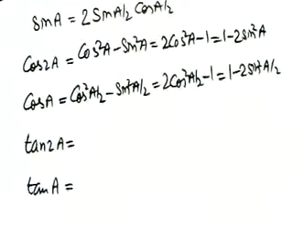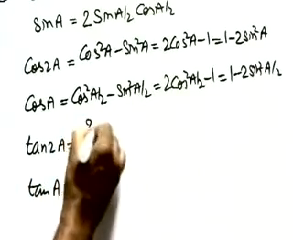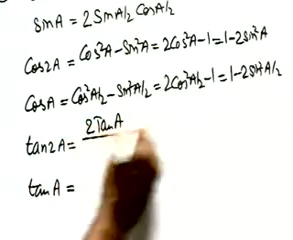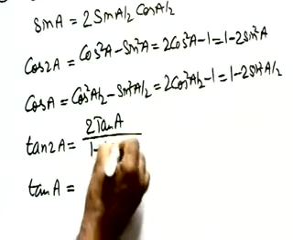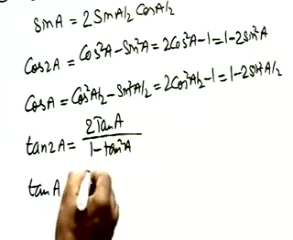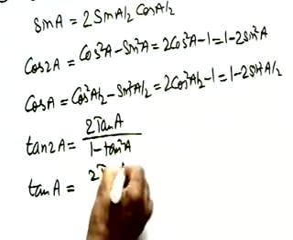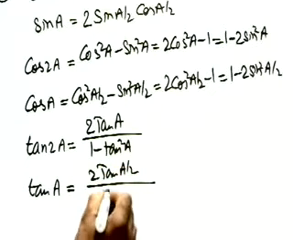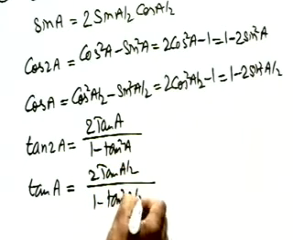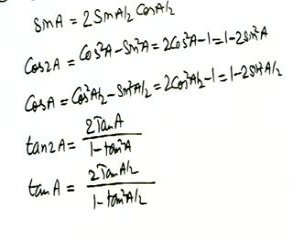Now lastly, the same for tan 2A and tan A. The tan 2A formula is 2 tan A by 1 minus tan square A. So tan A will be 2 tan (A/2) by 1 minus tan square (A/2).